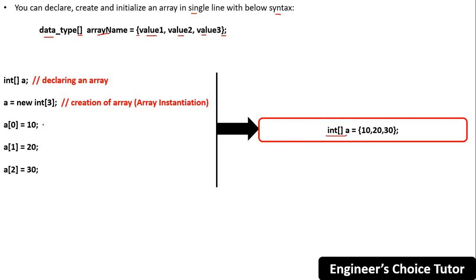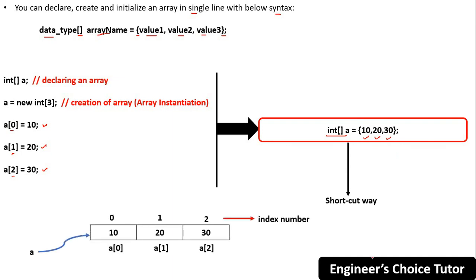What are you setting? 10, 20 and 30. These three values you are providing in your array. For the 0th index 10, for the first index 20, for the second index 30. Pass this in the curly braces. Pass it like this. This is a shortcut way. In this case also you will get the same array object.